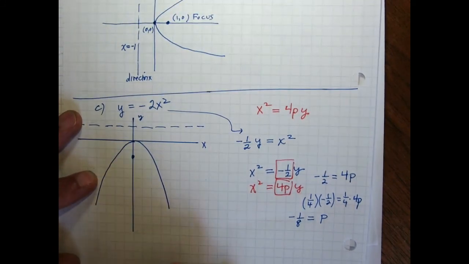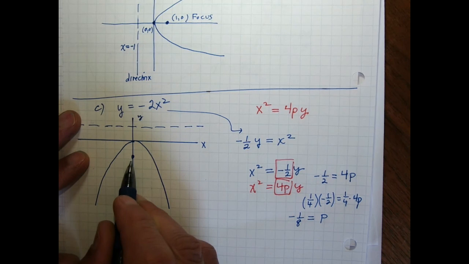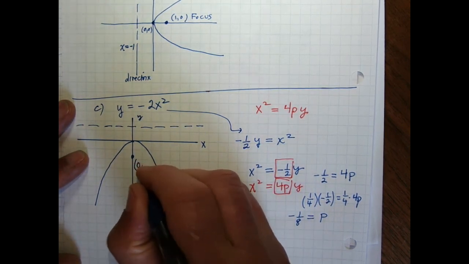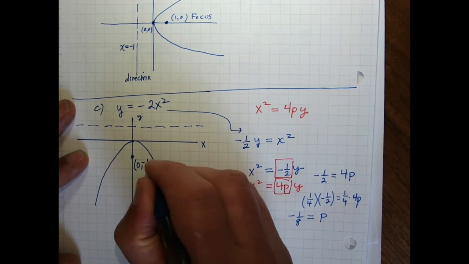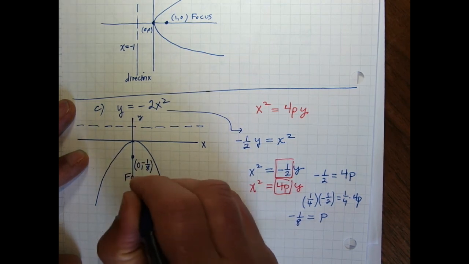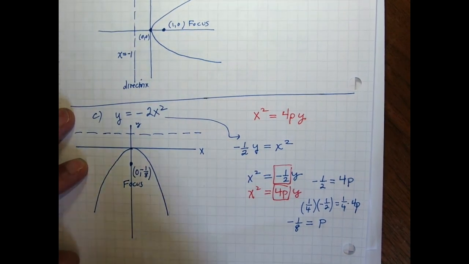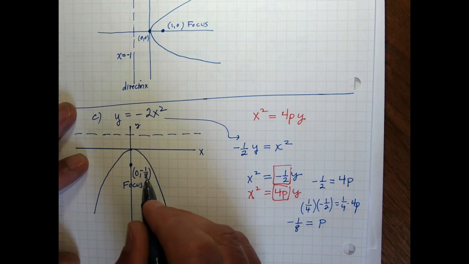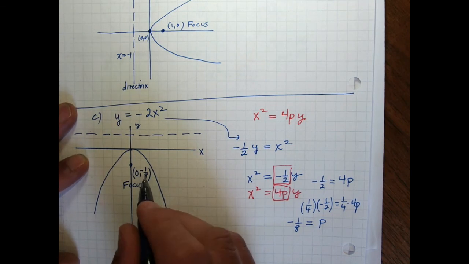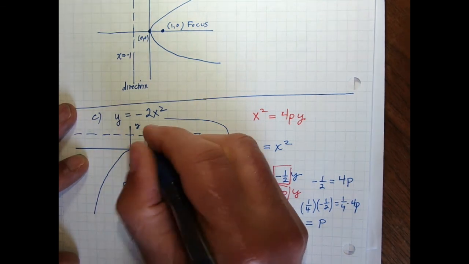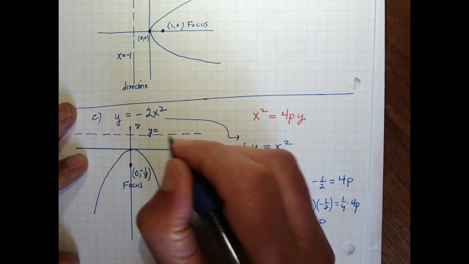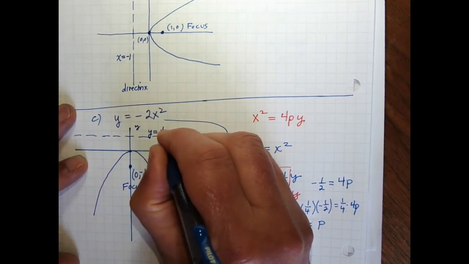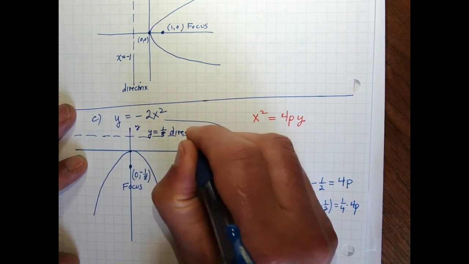And I know that my focus is on the negative y-axis. Notice how this came out to be negative. So the point 0, -1/8 is my focus. And my directrix will always be that opposite value from the number we see in the focus. So if the focus has a negative coordinate, the directrix will be positive. It's like minus a negative is positive. So y equals 1/8 is the directrix.